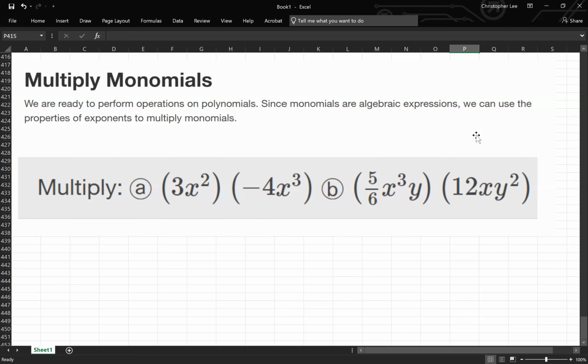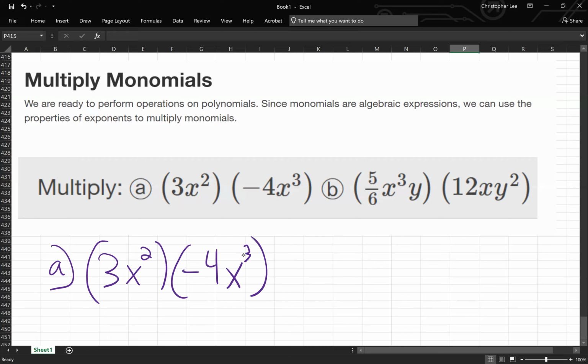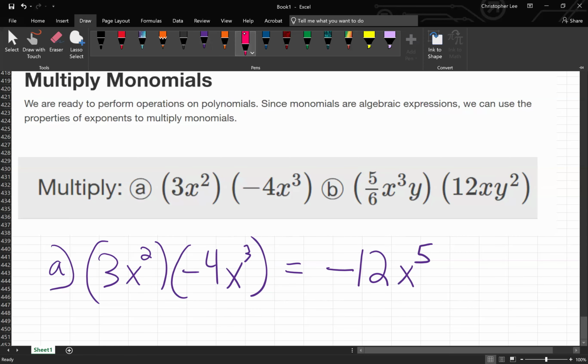All right. Let's try out A. A is 3x squared times negative 4x cubed, right? What was the answer you got? Very good, right? Numbers with numbers, variables with variables. We got the negative 12 from the 3 times negative 4. And we got the x to the fifth power because we're doing x to the second times x to the third. And remember, whenever we multiply exponents, we add their powers. Right? Questions on this, anybody? It's good. Awesome.